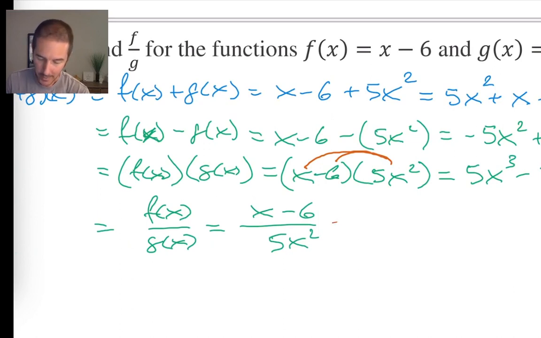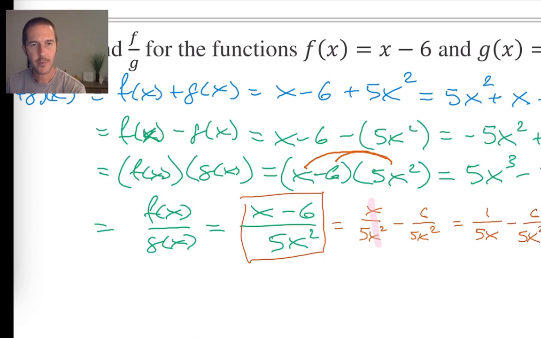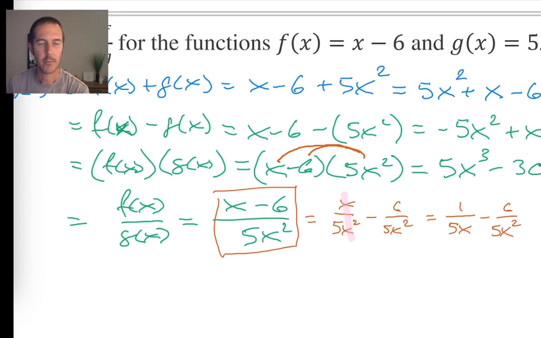You could simplify it if you wrote it as x over 5x squared minus 6 over 5x squared, if you want to write it like that, or if it's appropriate for some reason to do that, you may. And at that point, you could reduce by a factor of x here and get 1 over 5x minus 6 over 5x squared. But I would say that this is so much more condensed and tidy that I wouldn't be surprised if you see it left like that.